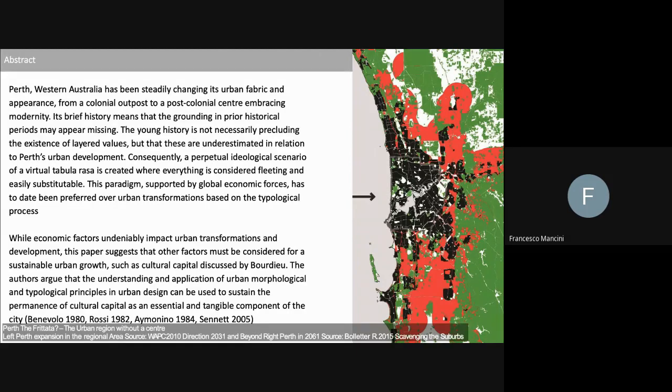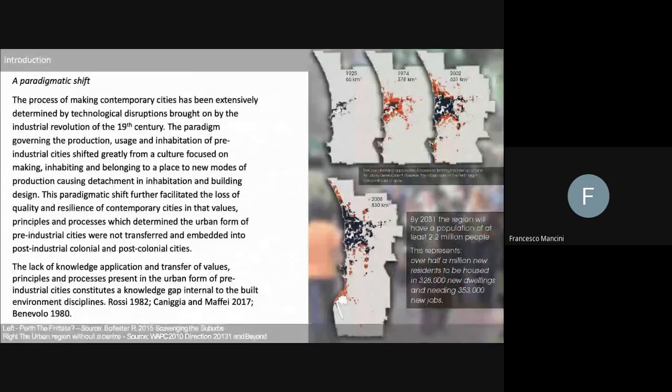You can see here that we have referred also to Leonardo Benevolo and Aldo Rossi in particular, with his idea of permanence in time of the form. And we have tried to understand if this concept was applicable and transferable to the city of Perth.